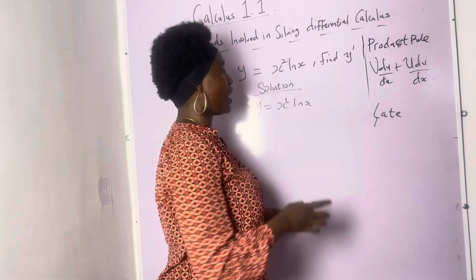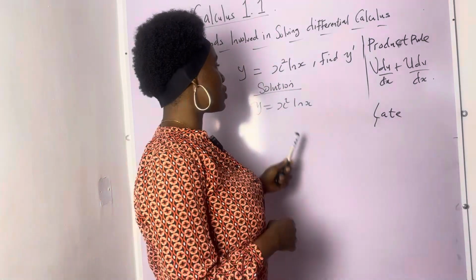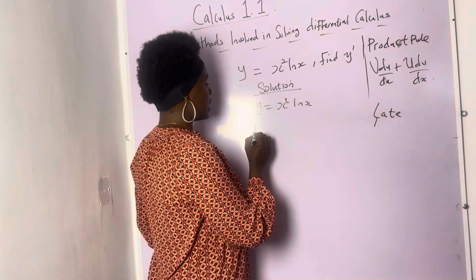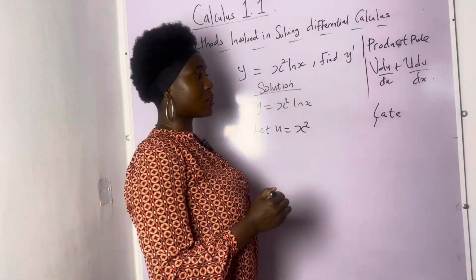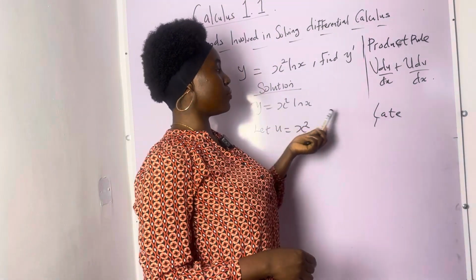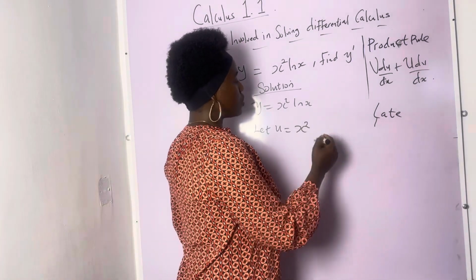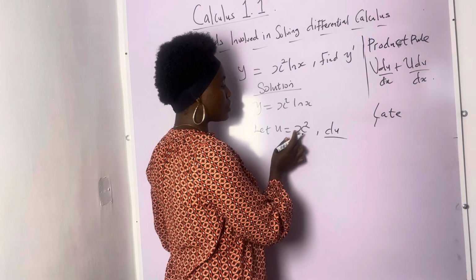Now look at this board. We don't have a logarithm function, but we have an algebraic function. So our choice of u here is going to be that algebraic function. Let our u be x squared, because the algebraic function comes before anything else here. So let u be x squared, so that when we differentiate, we get du with respect to x.